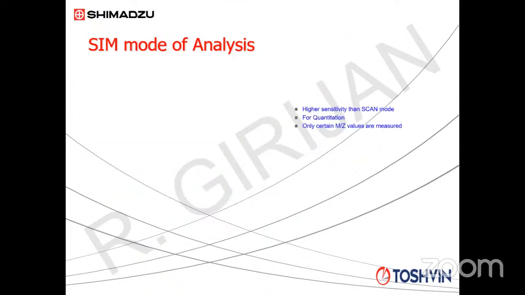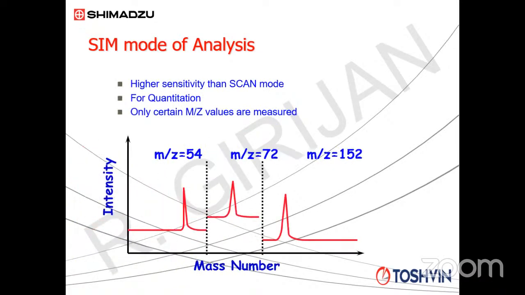I'll just show you an example. Here we have analyzed a compound which has given more than 15, 20 ions, and we have selected 3 prominent ions, only 3: 54 mass number, 72 mass number, 152 mass number. That's all. When I'm giving these 3 fragments, the software will make 3 different compartments because I have selected 3 different ions. First compartment, it will keep 54, second compartment 72, and third one 152.